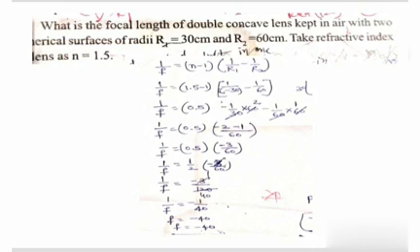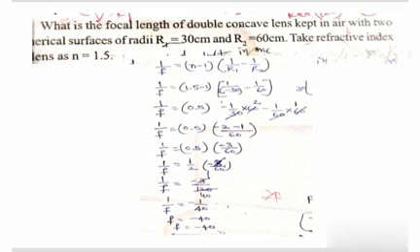So R1 means it is which lens? Biconcave lens. For biconcave lens, R1 is negative. So that's why we have to write here 1 by minus 30. Next, minus 1 by R2. R2 is equal to what? 60. This 60 is positive, no? R2 is positive. That's why plus 60 we have to take. 1 by 60 we have written.